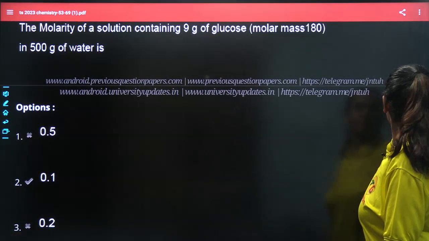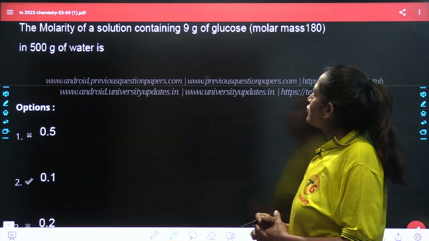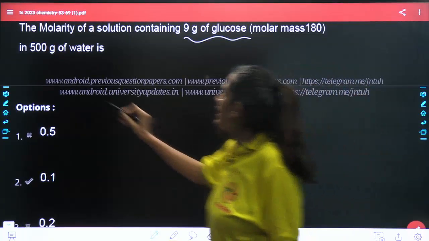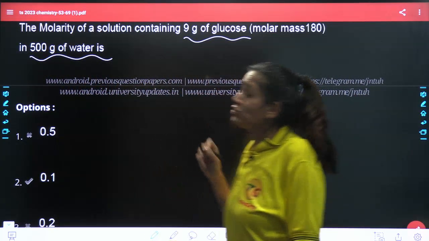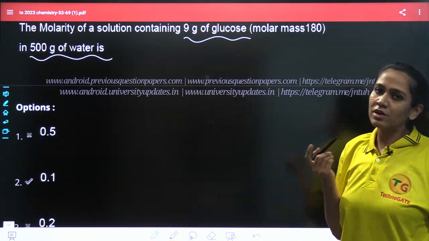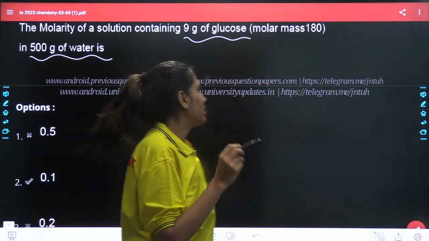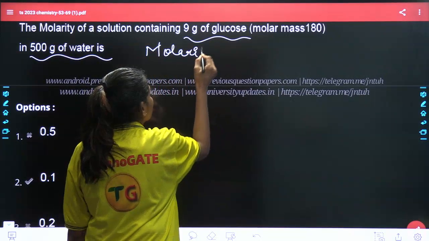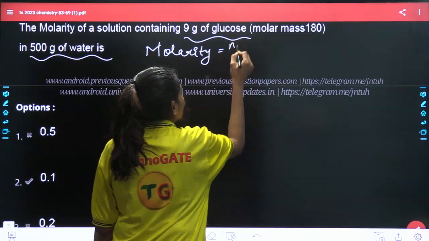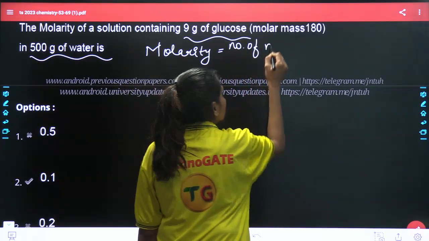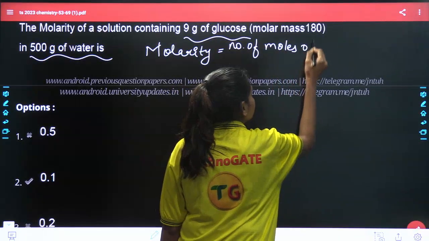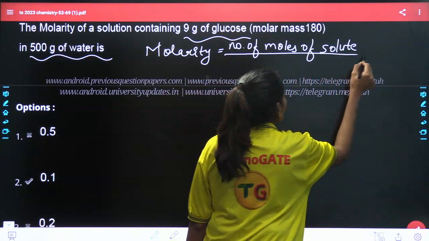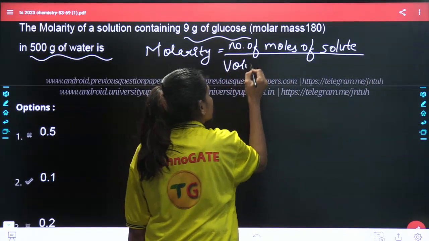Okay. Now, the molarity of a solution containing 9 gram of glucose in 500 grams of water is. Now here we need to find out the molarity of a solution. We know very well the formula for the molarity of the solution. What is it? Molarity is equal to number of moles of solute upon volume of solution in liters.